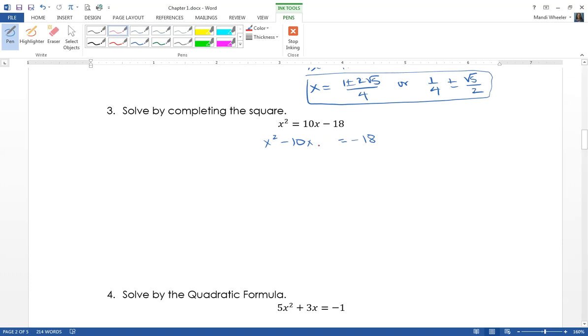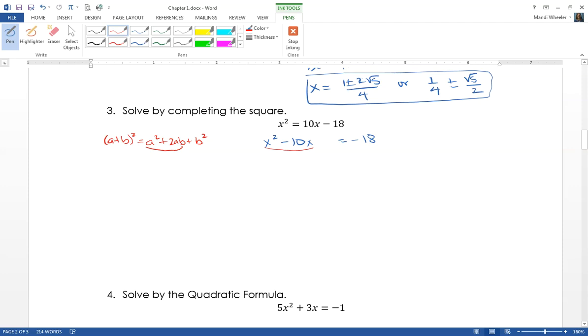Remember, if you have a plus b quantity squared, if you FOIL that out, you're going to get a squared plus 2ab plus b squared. Well, what we have, this part right here, is our a squared plus 2ab. So what we need to do to figure out our b squared is we need to solve this for b effectively. So we're going to take that middle term and we're going to divide by 2 because our x is our a.